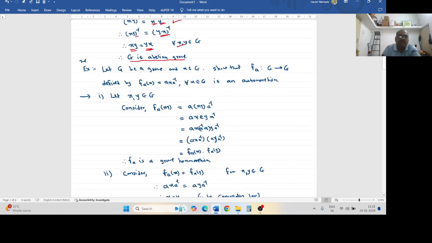Now next very important result. Let G be a group and a belongs to G, a fixed element of the given group G. Show that f is a map from G to G, where domain and codomain are both the same, defined by f of x is equal to a x a inverse for all x belongs to G, is an automorphism.